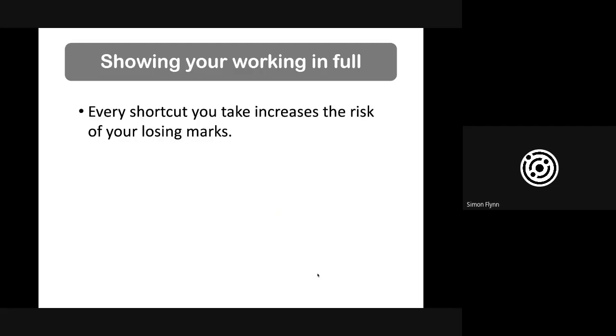Showing your working in full. Every shortcut you take, and that's what you're doing when you don't show your working in full, I feel, increases the risk of your losing marks. That doesn't mean you will lose marks. Risk is a thing.